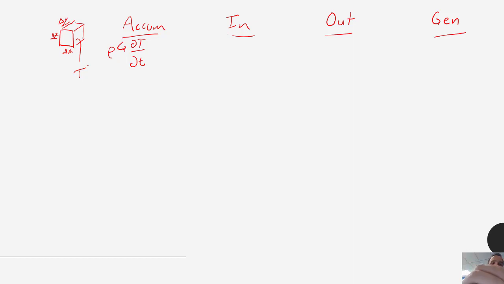We also need to multiply by the volume. So what is the volume of a cube or a rectangle? That's going to be delta x times delta y times delta z.